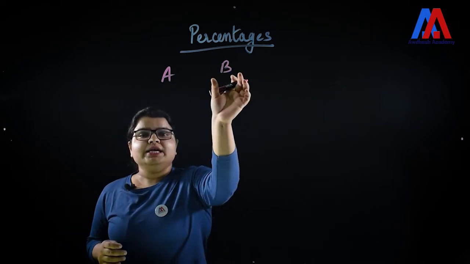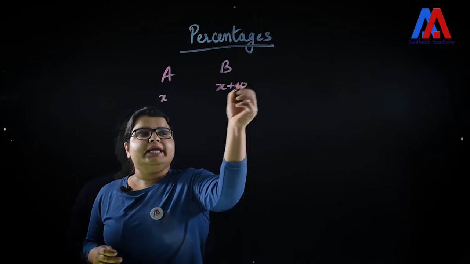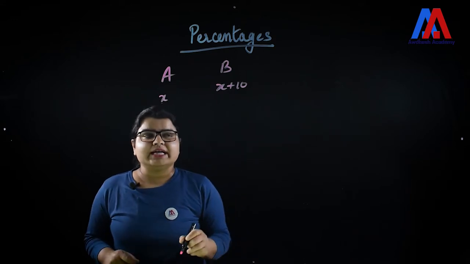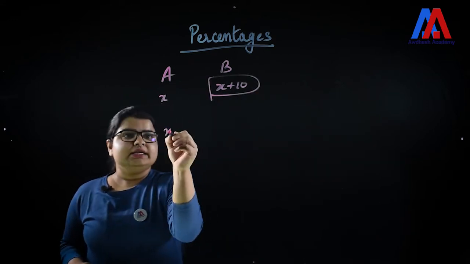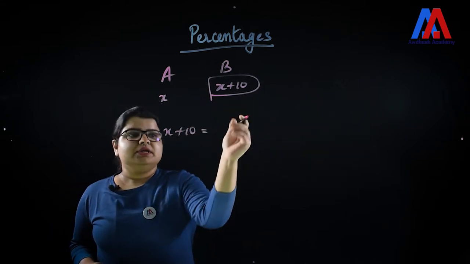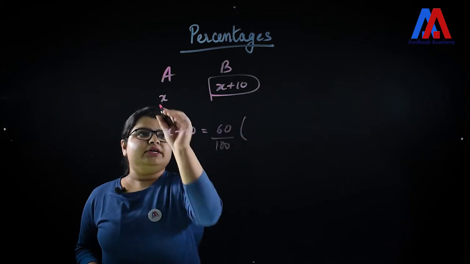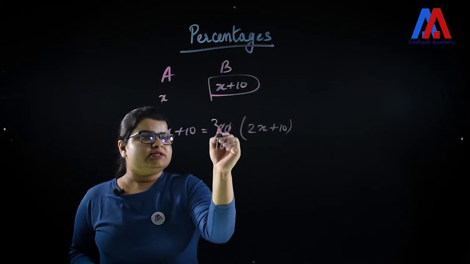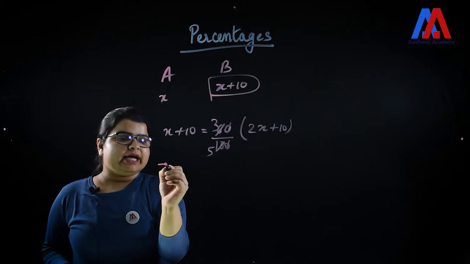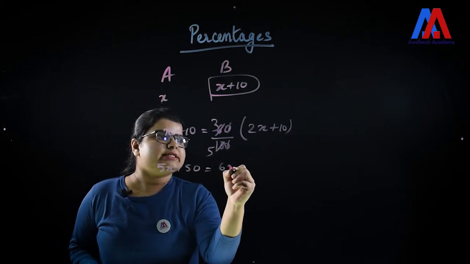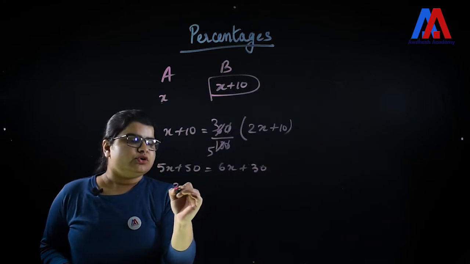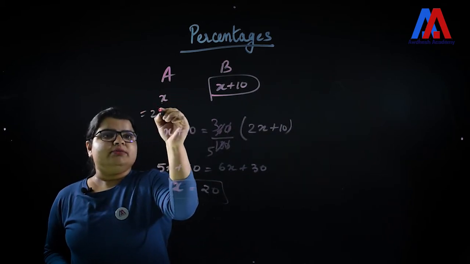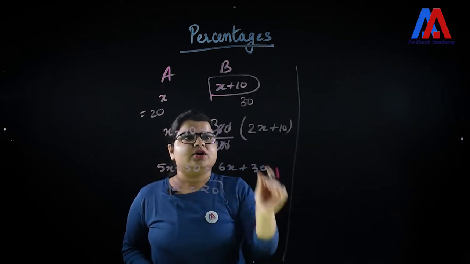Now say student B secured 10 marks more than A. So we can take x as A's marks and x plus 10 as B's marks. Now it is also given that the mark secured by B is 60% of their sum. That is 60 by 100 of the sum, which would be 2x plus 10. So you cancel out the 0, then this becomes 3 by 5. Then you cross multiply and you get 5x plus 50 is equal to 6x plus 30. So this gives you x equals 20. Thus, A secured 20 marks and B secured 30. So 30 is your answer.